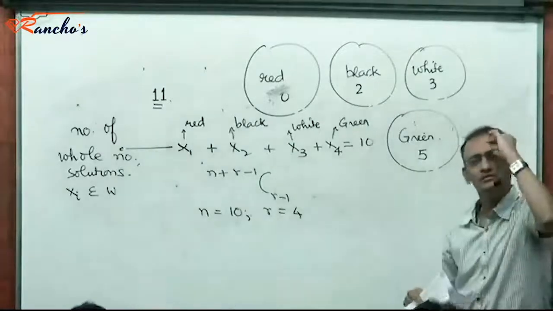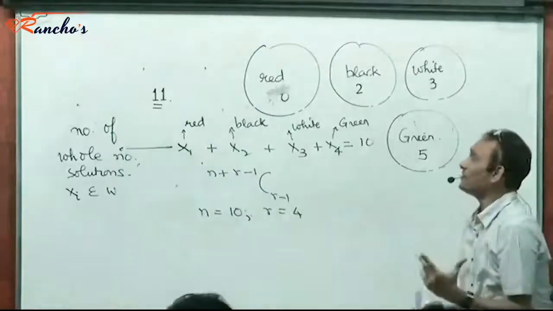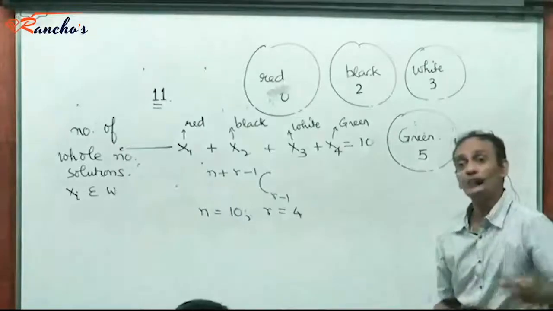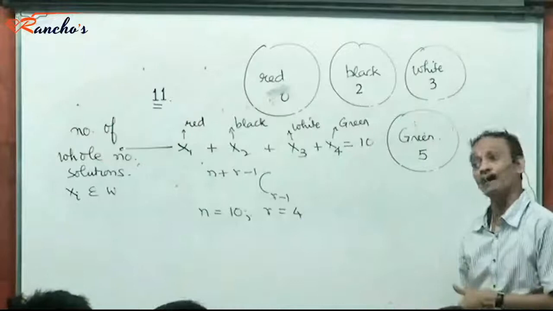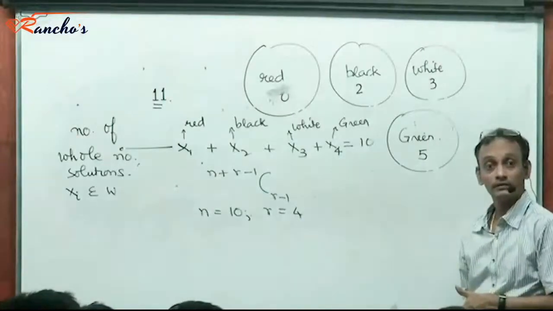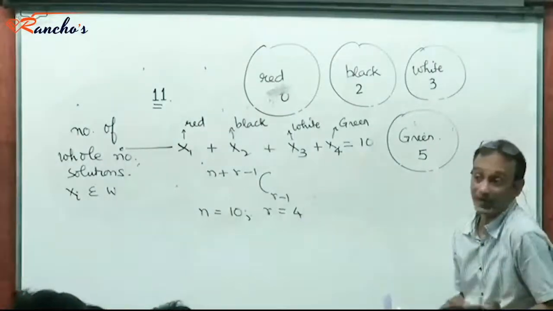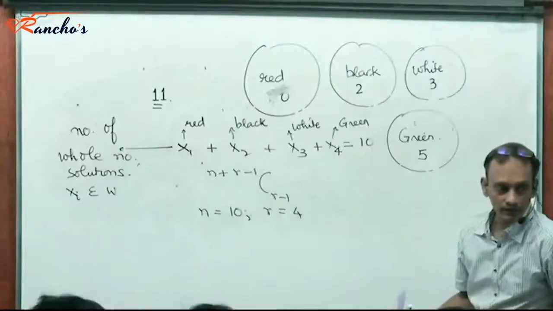Simple, na? If I said you have to select at least one from each set, then it will be n minus 1 c r minus 1. Then at least one of each kind would have to be selected, right?